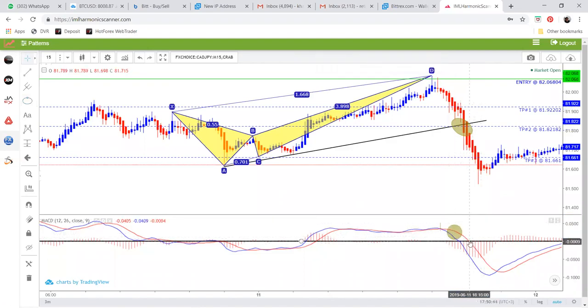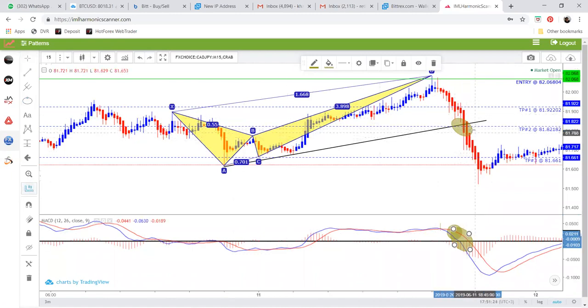Now confirmation number 3, you've got to see both of these lines cross over this zero line we have right here. When they cross over, then it's clear for us to enter this trade. So boom, we got that cross, perfect. So we would have entered this trade on the cross of both lines, which would have been right here. We could have entered right here.